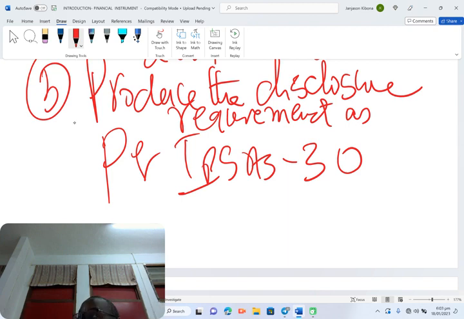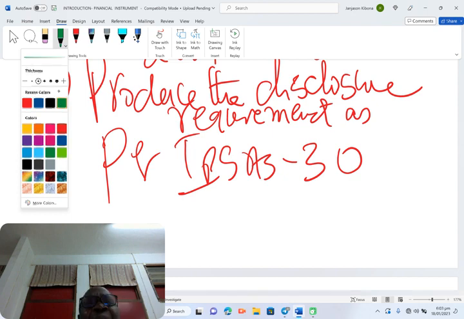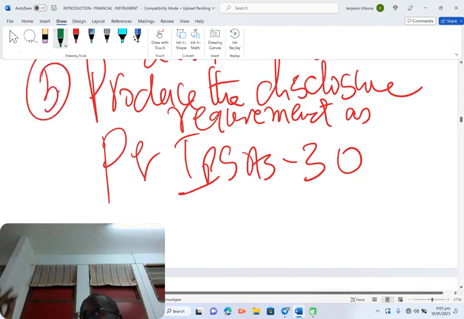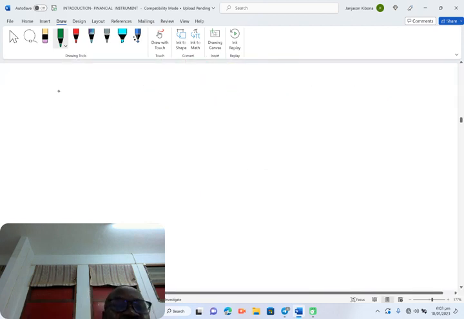Remember, recognition and measurement is within IPSAS 29. But presentation is IPSAS 28. Disclosure is IPSAS 30. So in a financial instrument, that is the problem. You can't answer the problem without cutting across all the standards. Now let's see the solution itself.